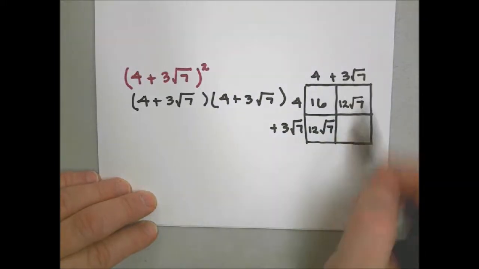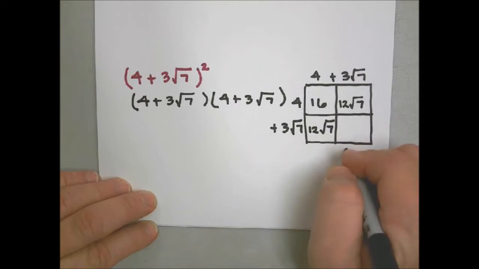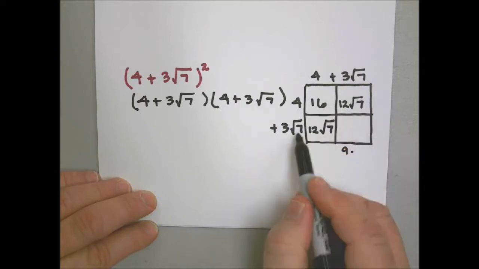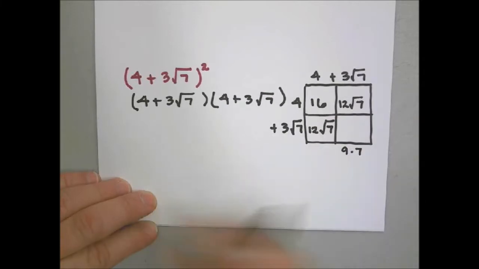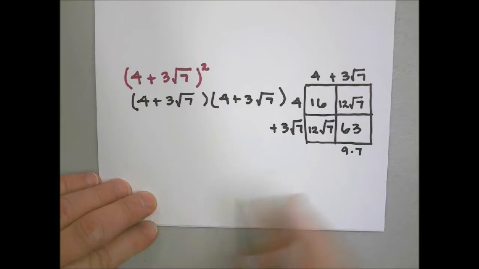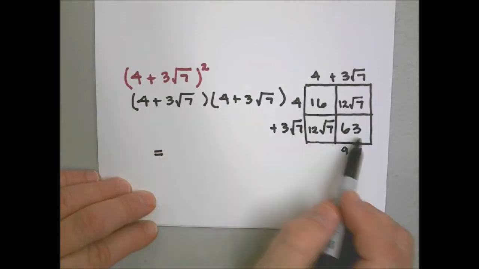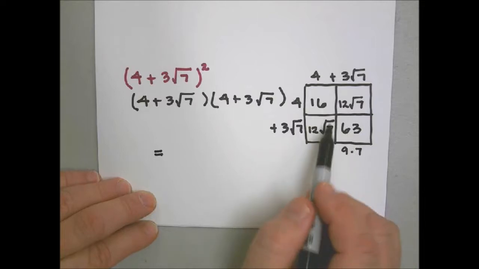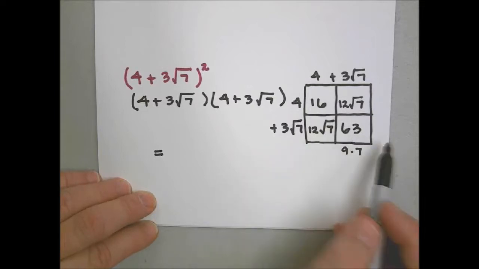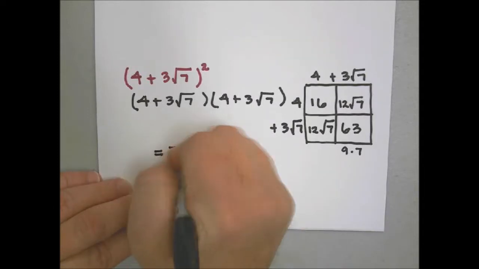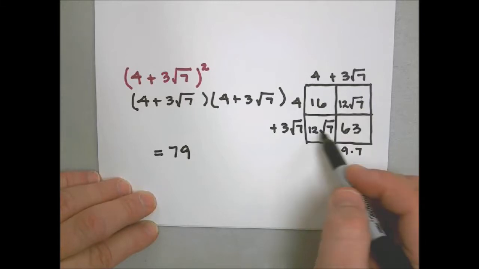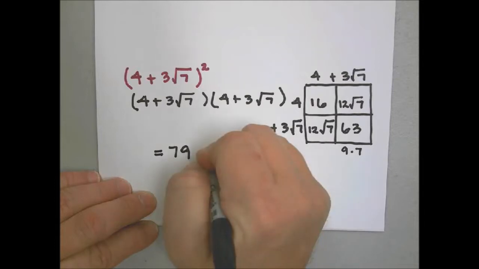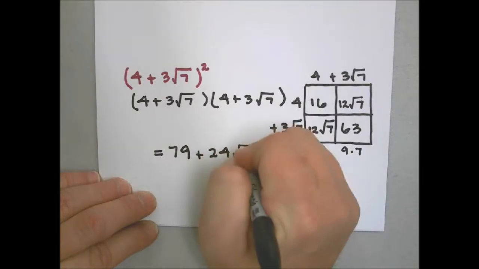Now on this one right here, it's actually outside times outside, which stays outside, which is 9, multiplied by the square root of 7 times the square root of 7, which is 7. So 9 times 7 is 63. Now, to write the answer, I'm going to combine the terms that I can combine. So I'm going to take these nice rational numbers right here, 16 plus 63, and that's 79. Now I'm going to add the square root 7s. This 12 square root 7 added to that 12 square root 7 makes 24 square root 7.